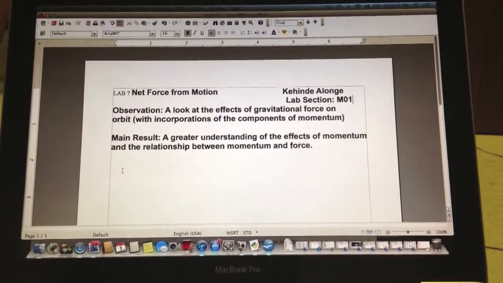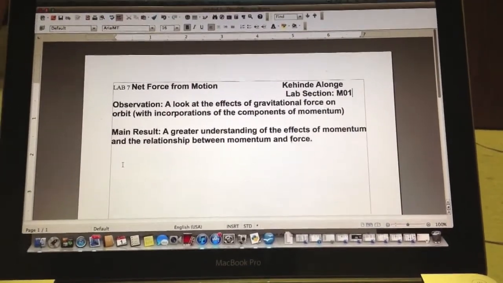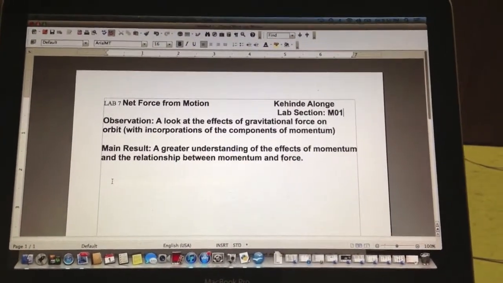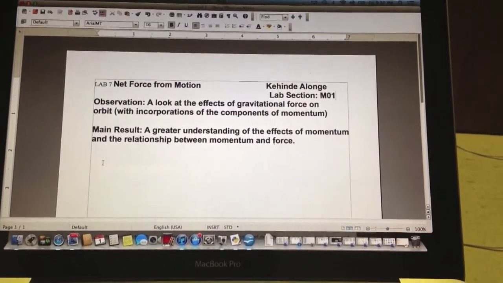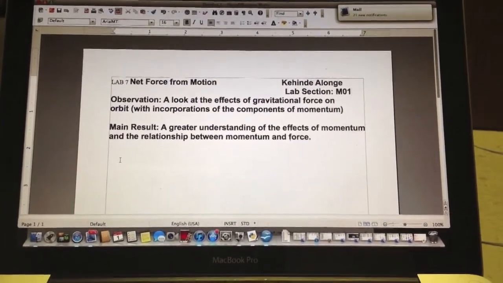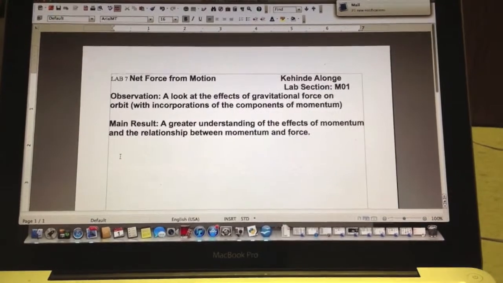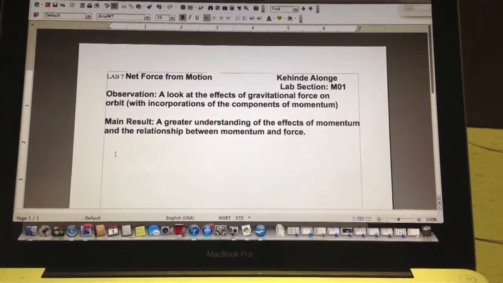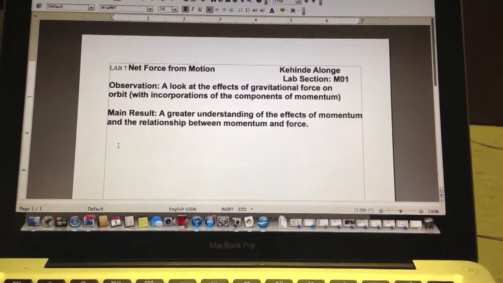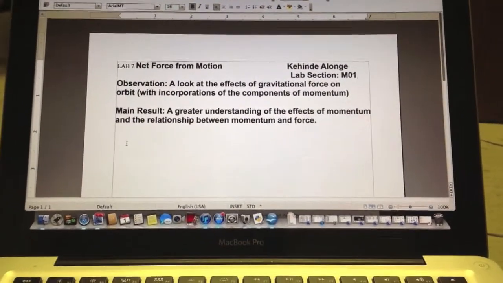Hello, this is Ken Alonga, and today we're going to look at Lab 7, which is the net force from motion. Today we'll be looking at Python code displaying an orbit around a black hole, and we'll see the effects of gravitational force on orbit with the incorporation of the components of momentum. Our main result would hopefully be to gain a greater understanding of the effects of momentum and the relationship between momentum and force.